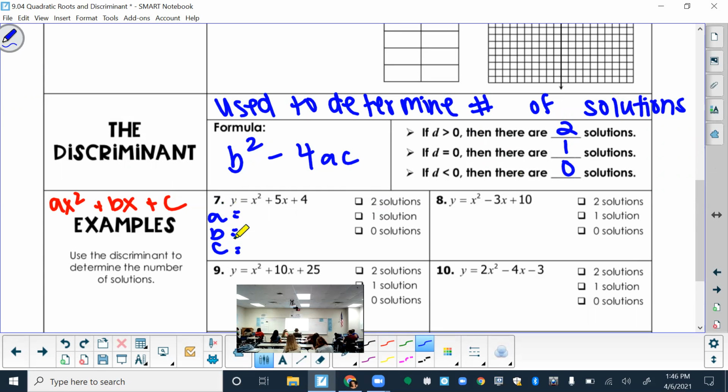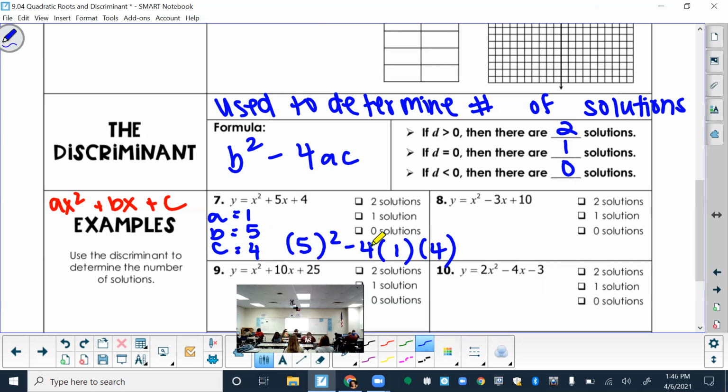So what's my A value? Good, for number 7, my A value is 1. What's my B value? What's my C value? Plug that in and I'll just do it real quick. So my B value is 5. My A value is 1. My C value is 4.